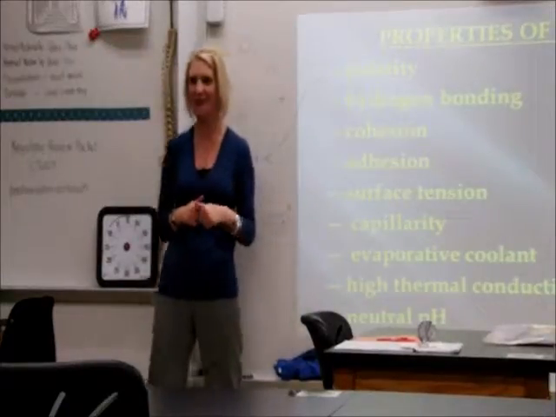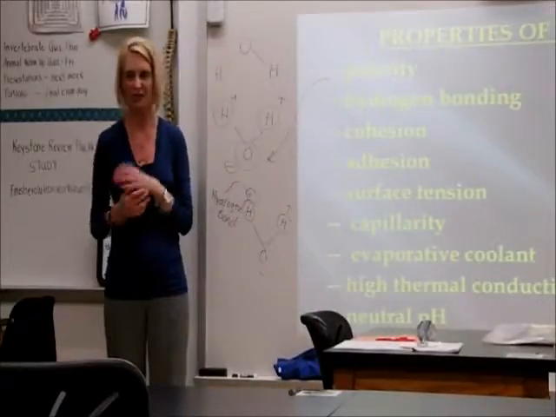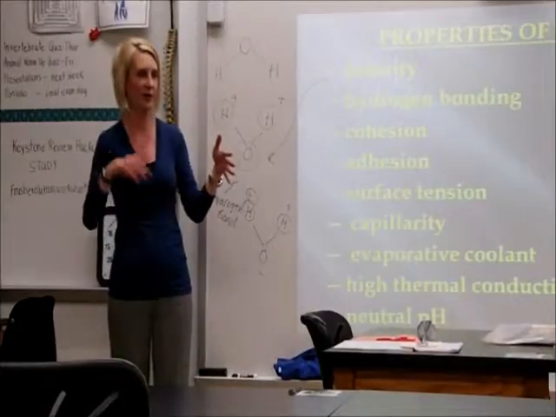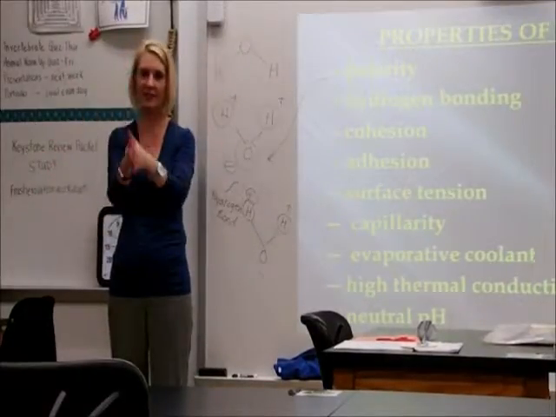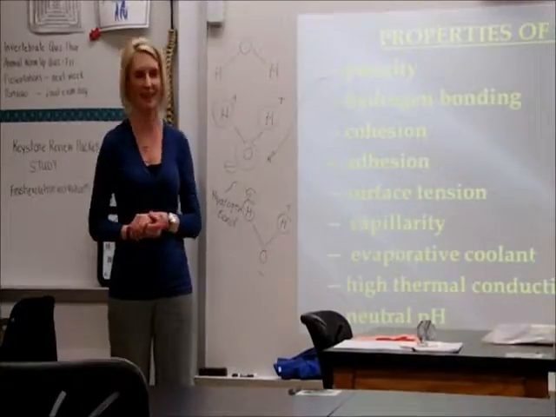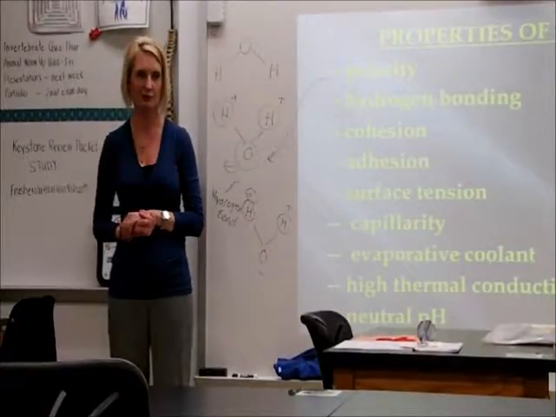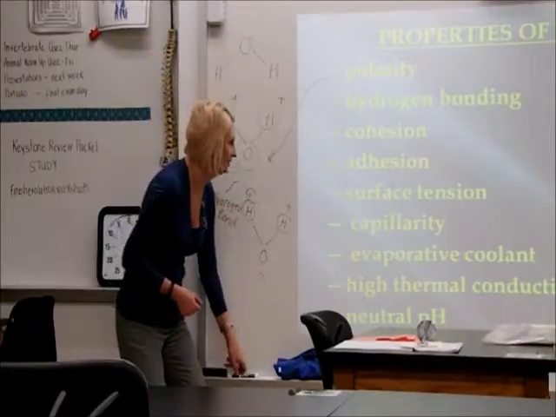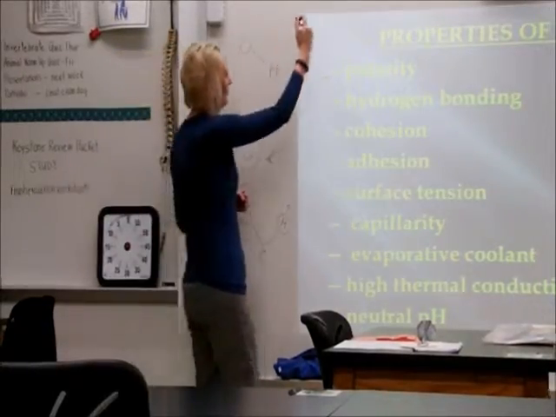And then the last one, neutral pH. We don't really do much of the pH scale, but it goes from 1 to 14. 7 is in the middle, so neutral pH has a pH of 7. It's not an acid, it's not a base. It's neutral. I know what's missing up there, Mr. Lyons. Universal solvent.